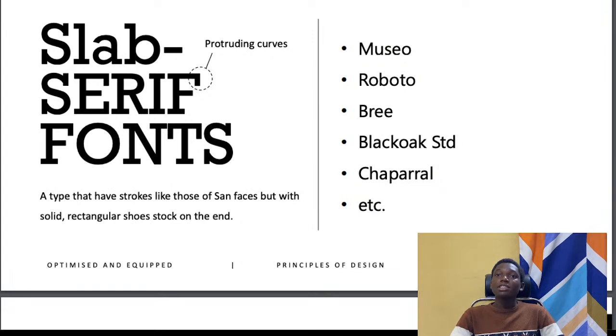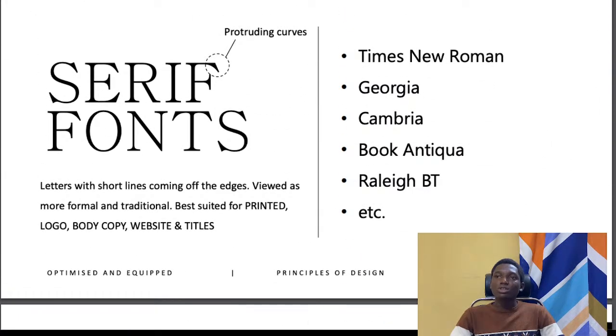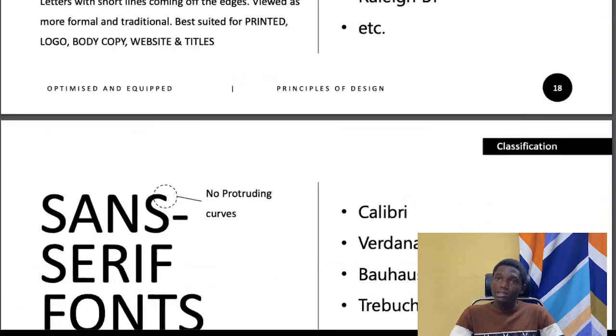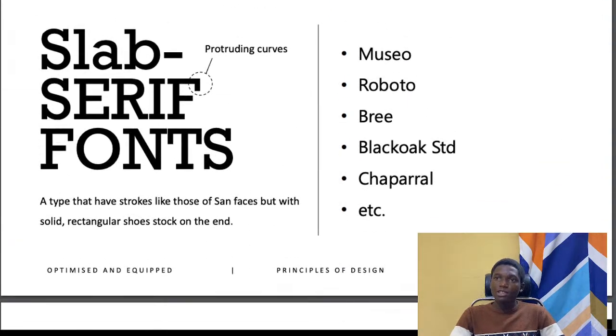protruding curves, and these protruding curves are sharp. In the serif font, they are also protruding curves, but they are shaped in a way that is stylish. Then the sans serif has no protruding, which makes them round. They are not sharp in typeface. And this slab serif font has sharp edges.